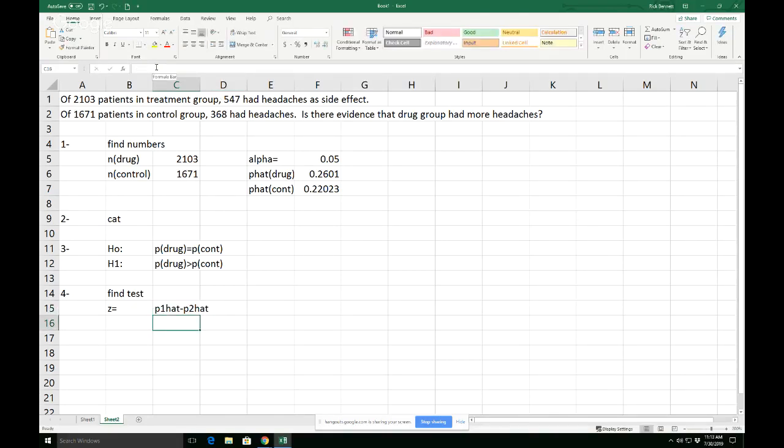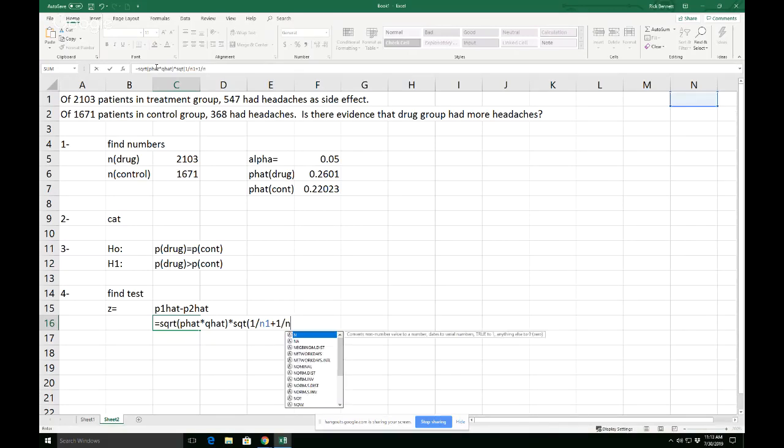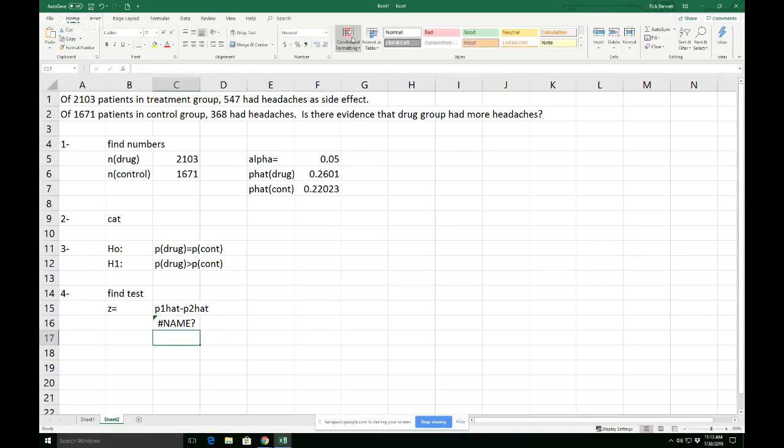Over, and the denominator is a little weirder: the square root of P hat times Q hat, times, this one's kind of weird, the square root of 1 divided by N1 plus 1 over N2. Now, in this case, we need to figure out what P hat is.